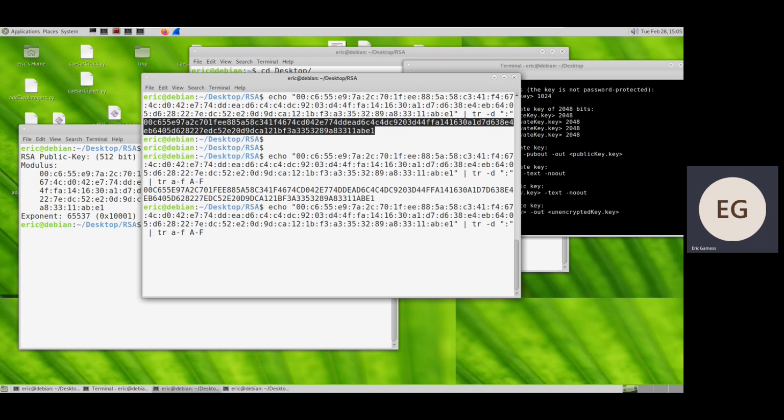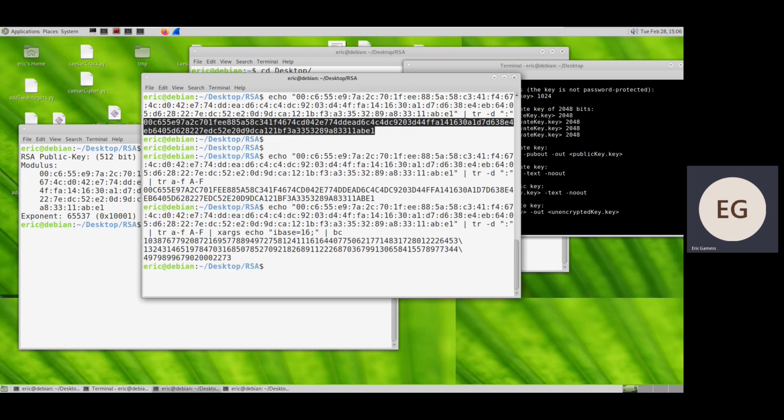Now, what can I do? I need to pass that to BC. But before I pass it to BC, I need to say to BC what? I need to say that the input base will be 16. So I can do xargs. So echo input base equals 16. Semicolon. And then I pass that to BC.